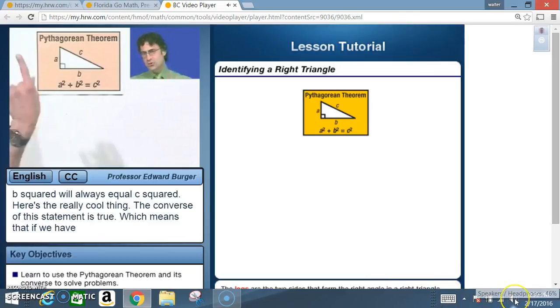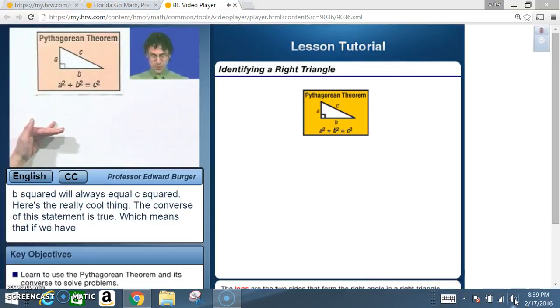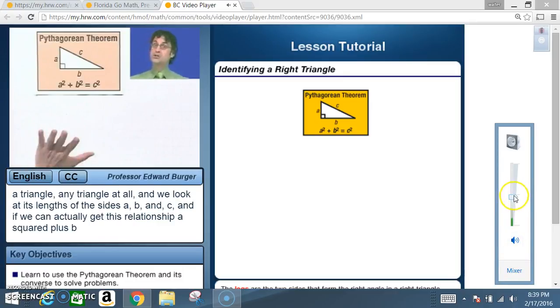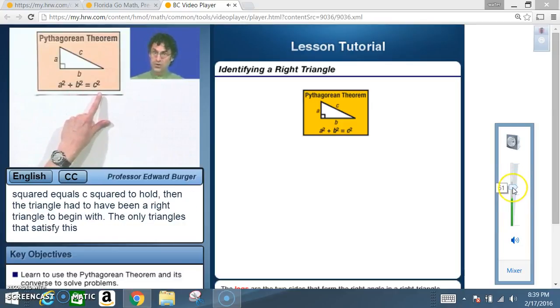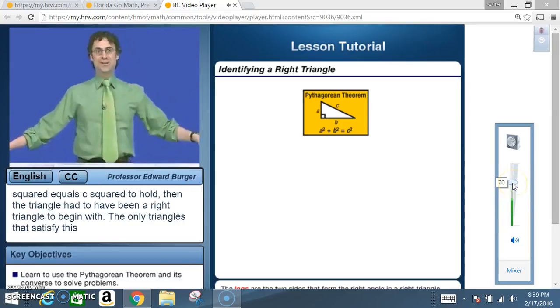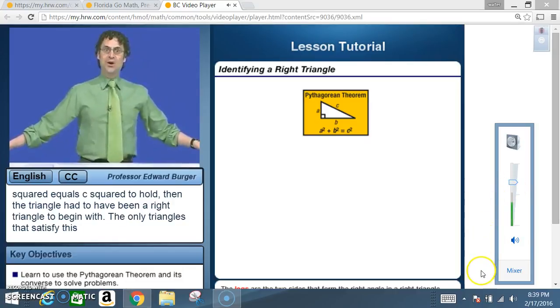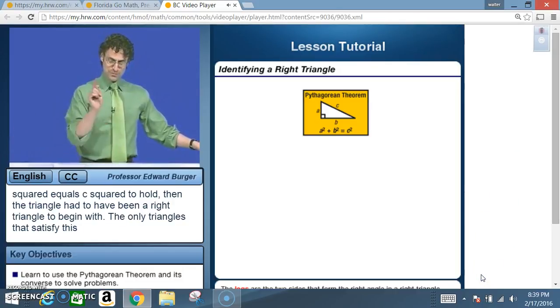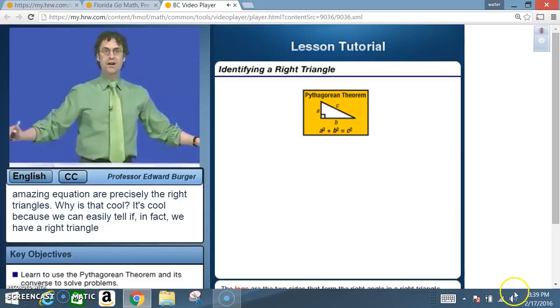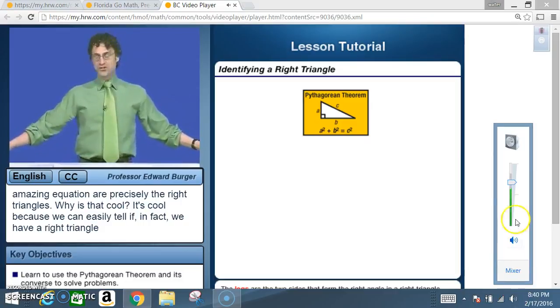Here's the really cool thing. The converse of this statement is true, which means that if we have a triangle, any triangle at all, and we look at its side lengths a, b, and c, and we can get the relationship a squared plus b squared equals c squared to hold, then the triangle had to have been a right triangle to begin with. The only triangles that satisfy this amazing equation are precisely the right triangles.